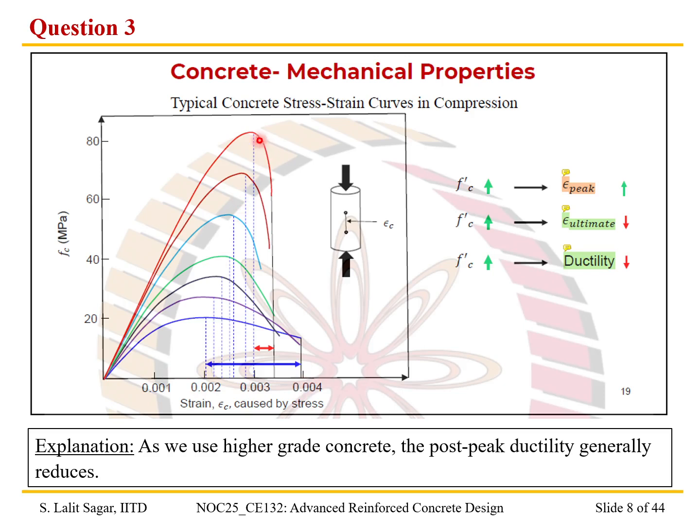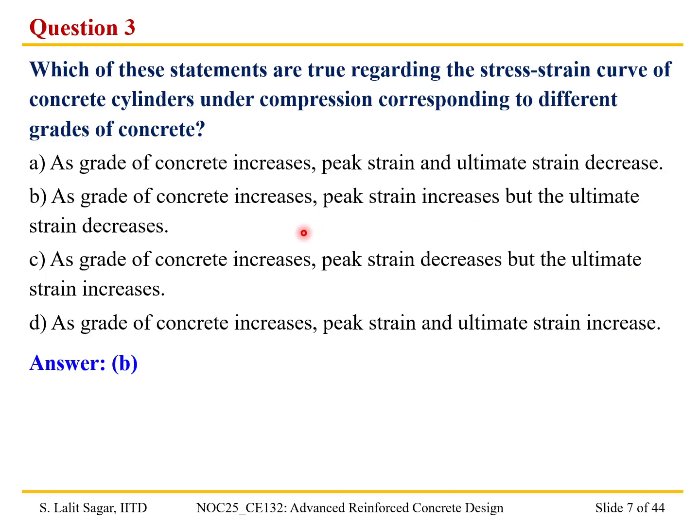But if you go to the highest grade of concrete which has been tested, you can see by looking at the graph that epsilon ultimate is 0.0033 and epsilon peak is 0.003. So that is much less than the value of 2 that we obtained for the lowest grade of concrete. So in summary, by increasing the grade of concrete, epsilon peak increases, epsilon ultimate decreases, and the ductility also decreases. So we can say that statement B is correct. That is, as we increase the grade of concrete, the peak strain increases, but the ultimate strain decreases. In addition to that, ductility also decreases.